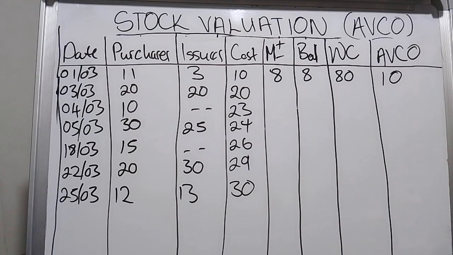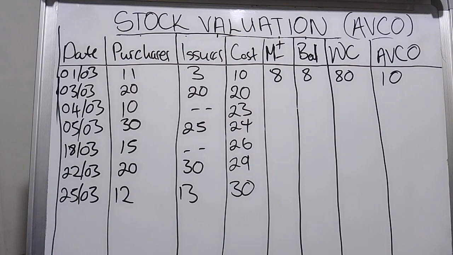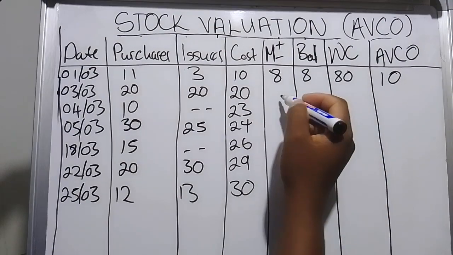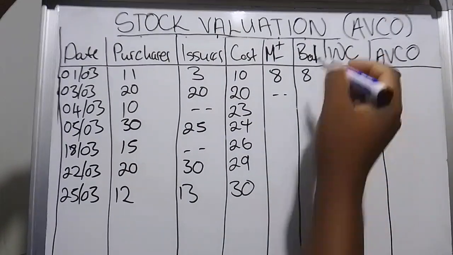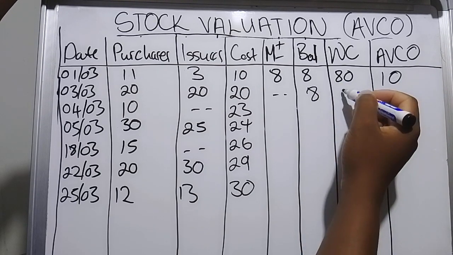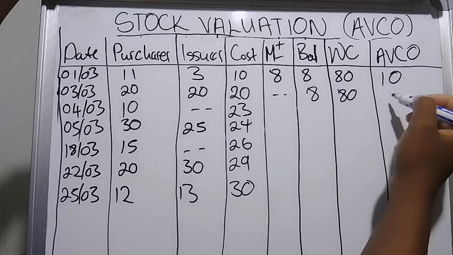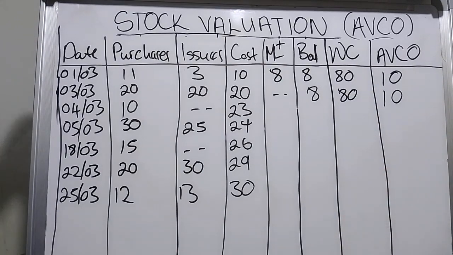Now we move to the second line. Here we bought 20 items and sold 20 items at the cost of 20. So here it means there was no movement, and the balance of our stocks remains at 8. The weighted cost remains at 80, and the average cost also remains at 10.